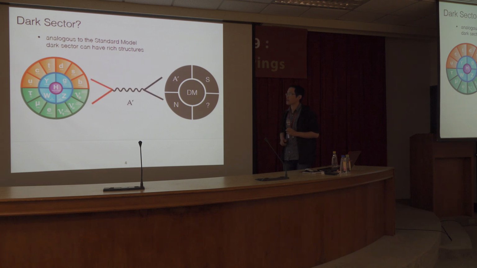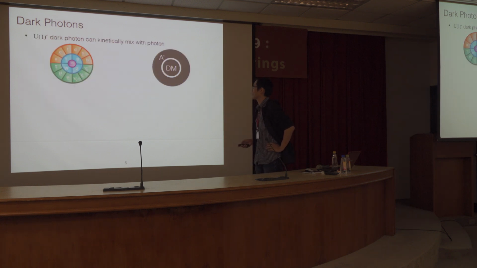In this talk, I mostly focus on the dark photon case. They talk to each other using the dark photon portal. Let me explain in more detail what a dark photon is. The dark photon is similar to the photon, with a U(1) symmetry, and the U(1) symmetry can be spontaneously broken, and the dark photon gets a mass.